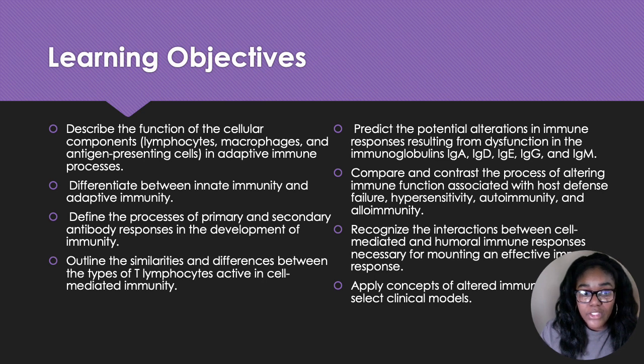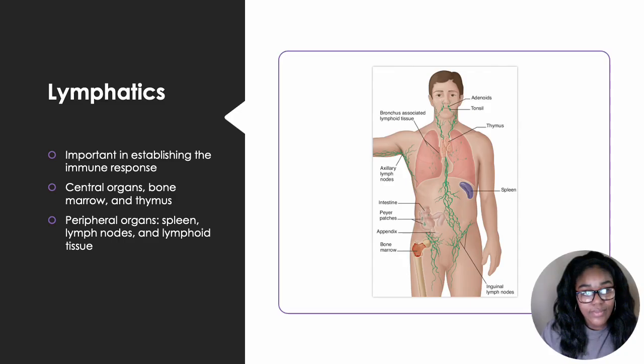We'll compare and contrast the immune function associated with several types of alterations. That'll be the host defense failure, hypersensitivity, autoimmunity, and alloimmunity. We'll also describe the interactions between cell-mediated and humoral immune response and what is necessary for mounting an effective immune response. And of course, we'll talk about different clinical models that are related to altered immunity.